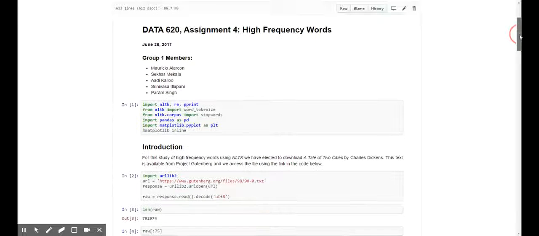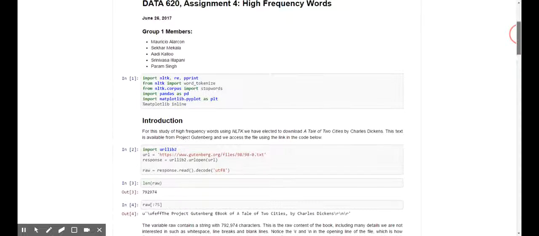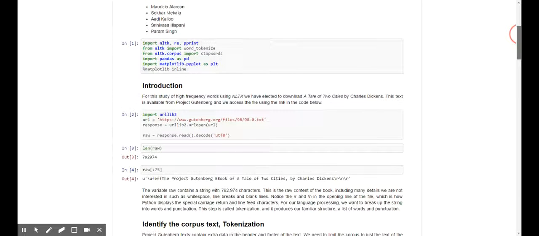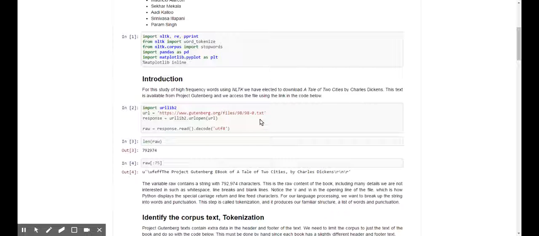So we selected to download A Tale of Two Cities by Charles Dickens, and this is available from the Project Gutenberg. And the source URL is listed here. So we use the NLTK package, part of this Python program. And NLTK is a leading platform for building Python programs to work with human language data.